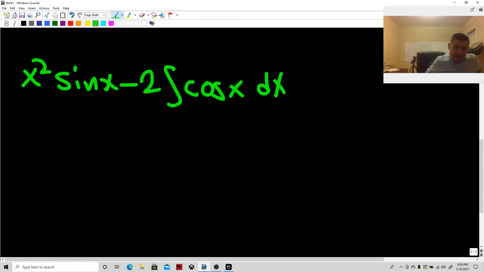Okay, so now it seems like we already took the first integral, right? But I am missing something here. Okay. I am missing an x. We have to be careful here.